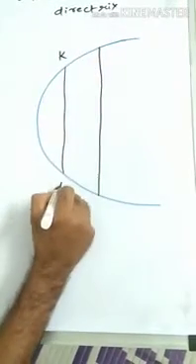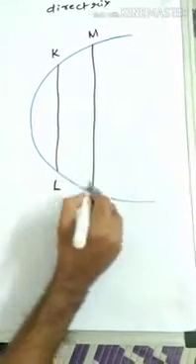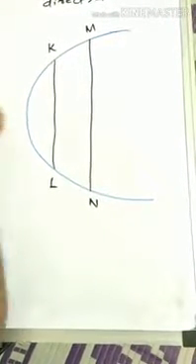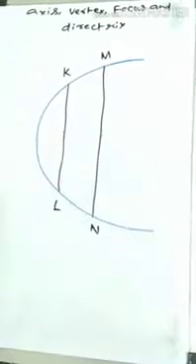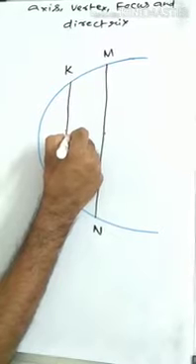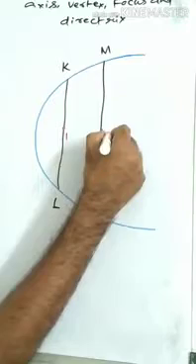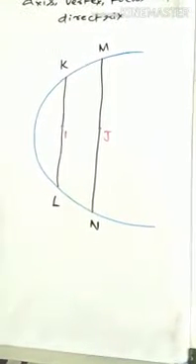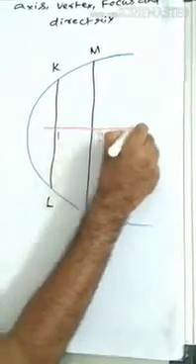Naming them as KL, MN. Now, for these two parallel chords, I am locating their exact midpoints. These are the midpoints. Naming these midpoints as I and Z. Now, you have to join these two points as a straight line. A little bit extend it.